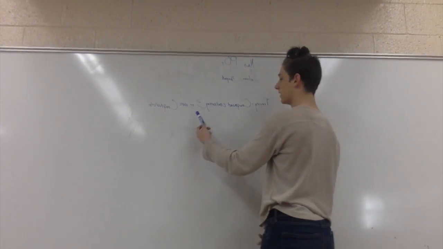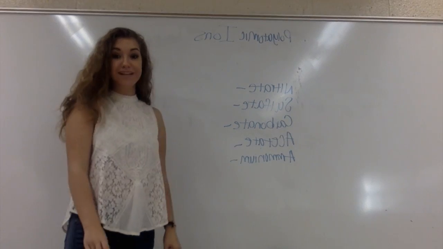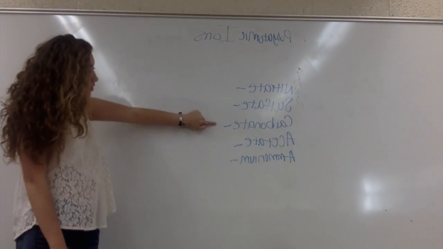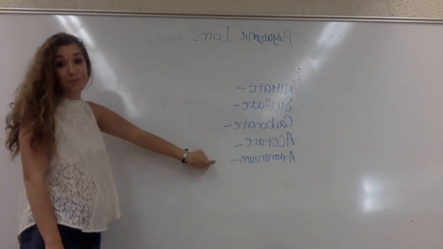Here the compound contains three more atoms. Some examples of polyatomic ions are nitrate, sulfate, carbonate, acetate, and ammonium.